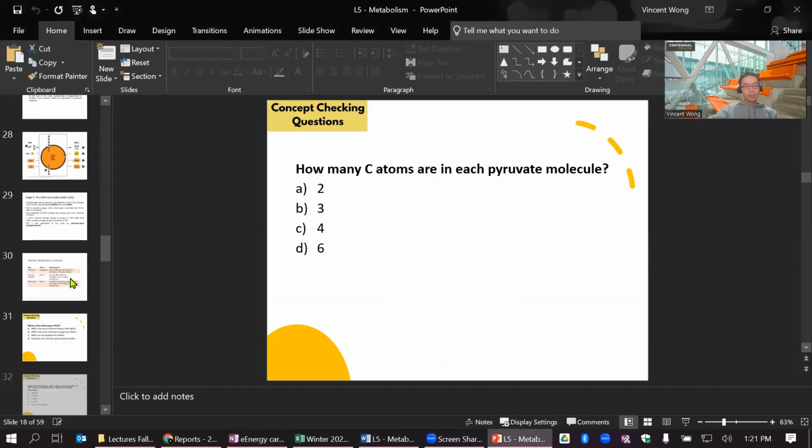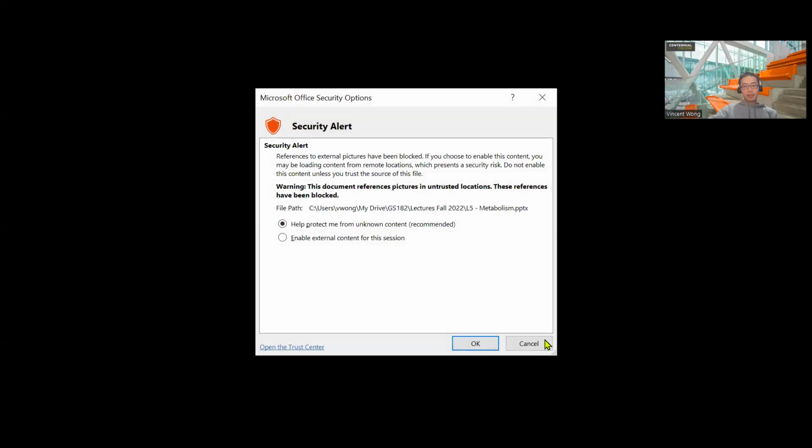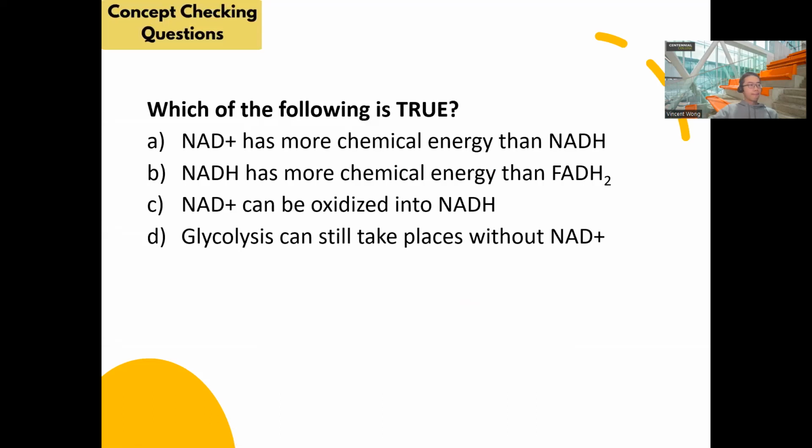Okay, let's do some polls and see where we stand. Let's try this one. All right, any last attempts before I close the poll?